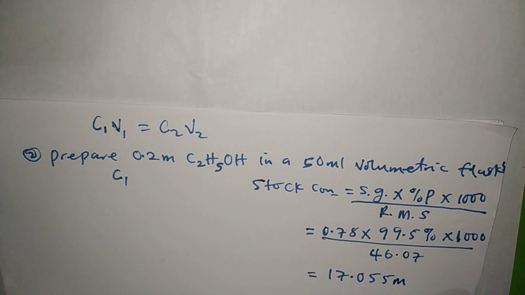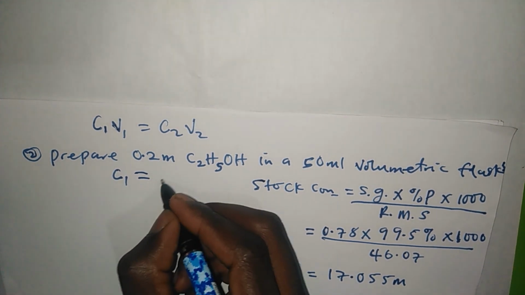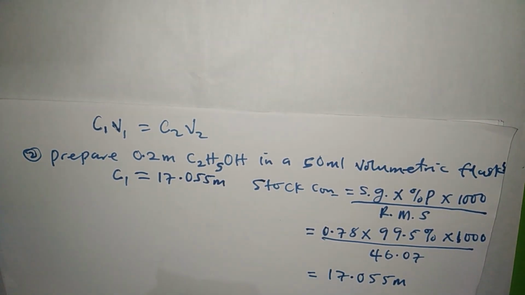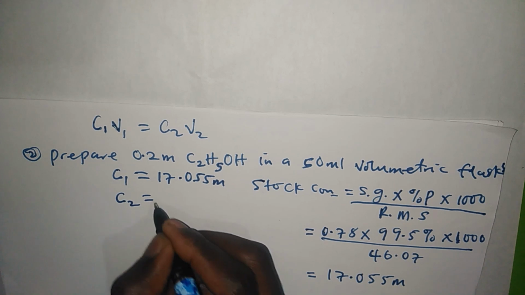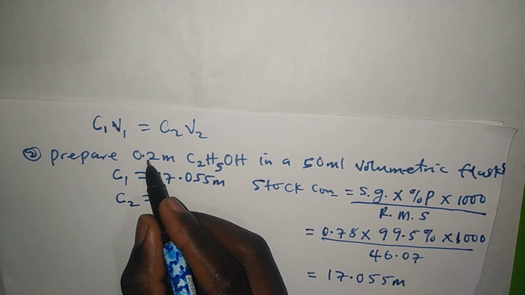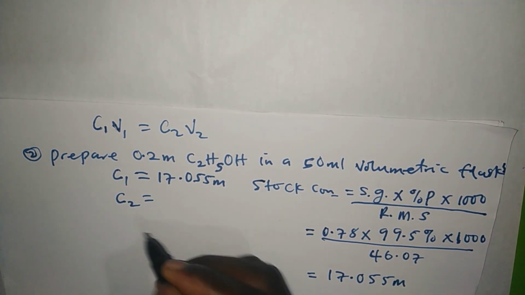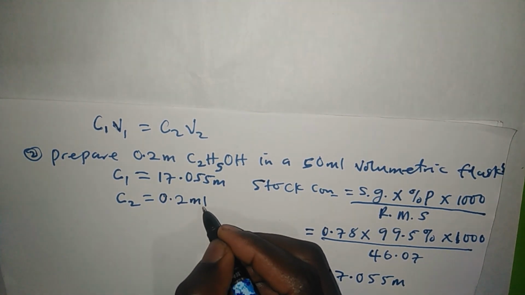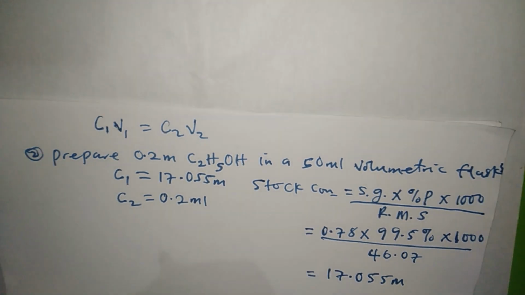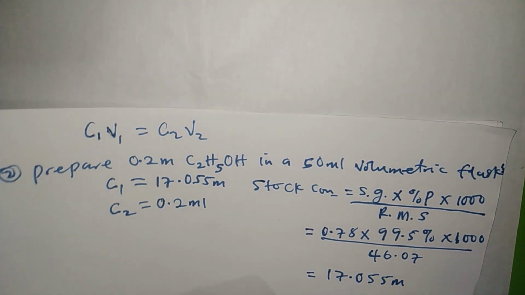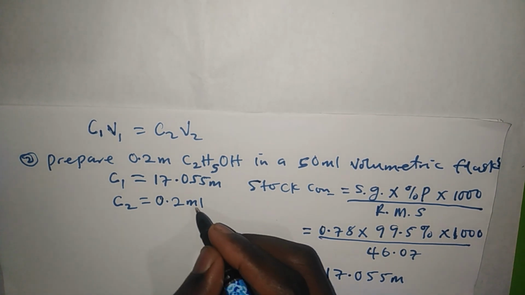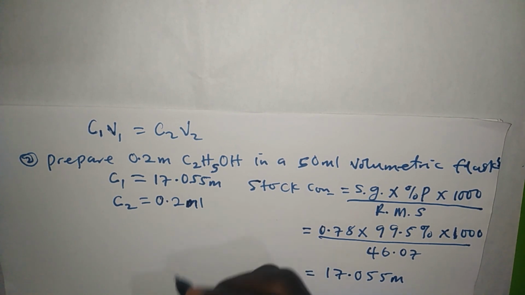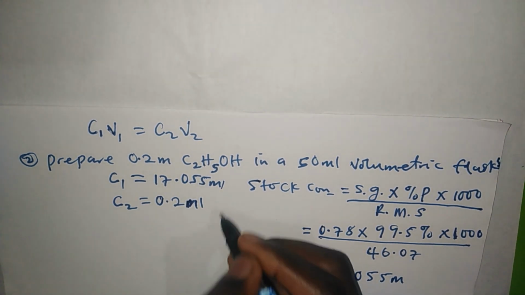moles, right? Now this is going to be our C1. Then our C2 is the concentration that has been given to us here, which is 0.2 M, right?